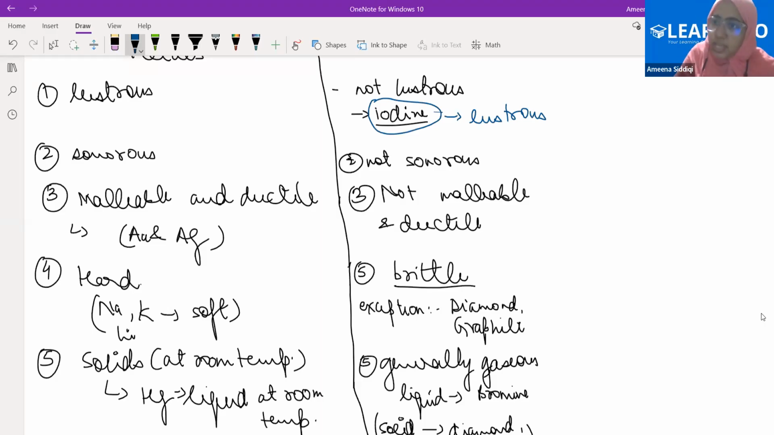What do we mean by sonorous? Whenever anything is beaten onto metals, they produce a specific sound. That property is called being sonorous. So metals are generally sonorous, whereas non-metals are generally not sonorous. Please write it.